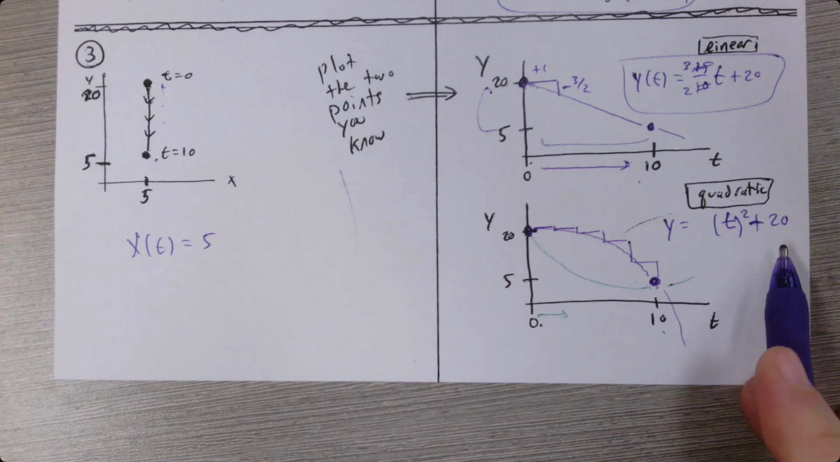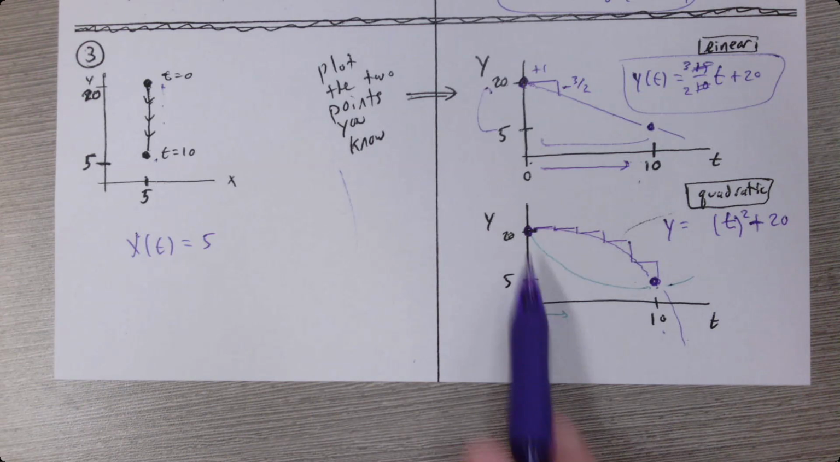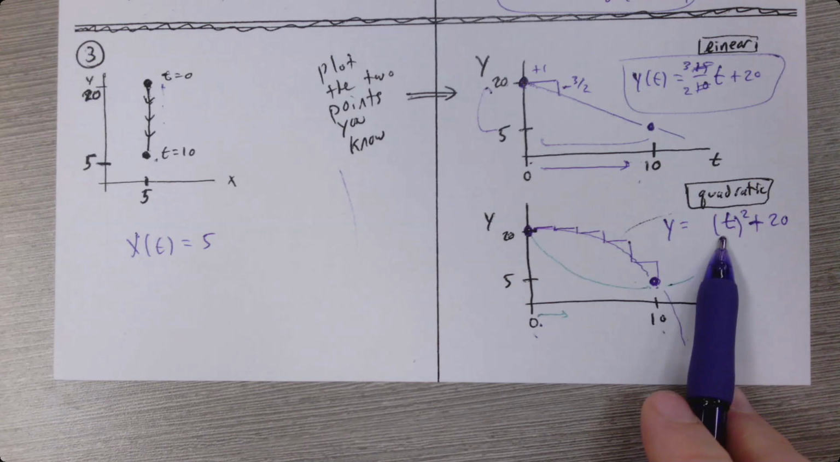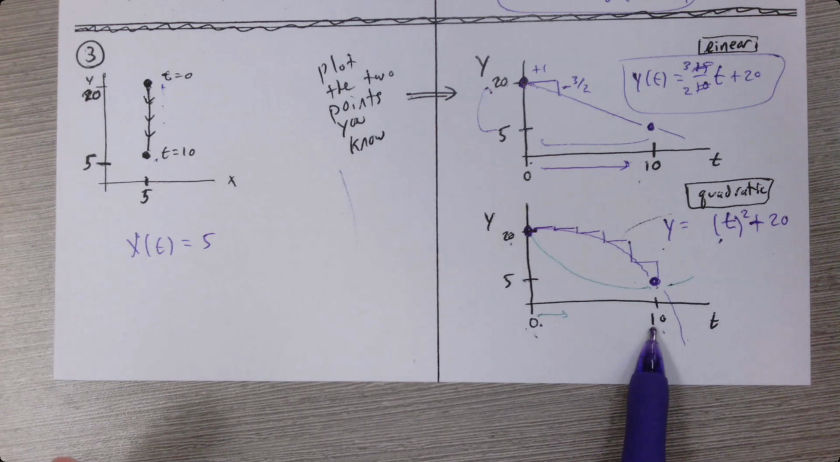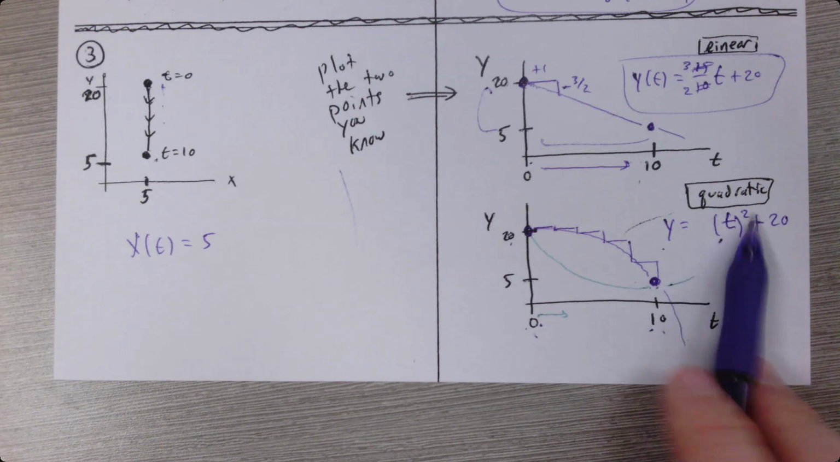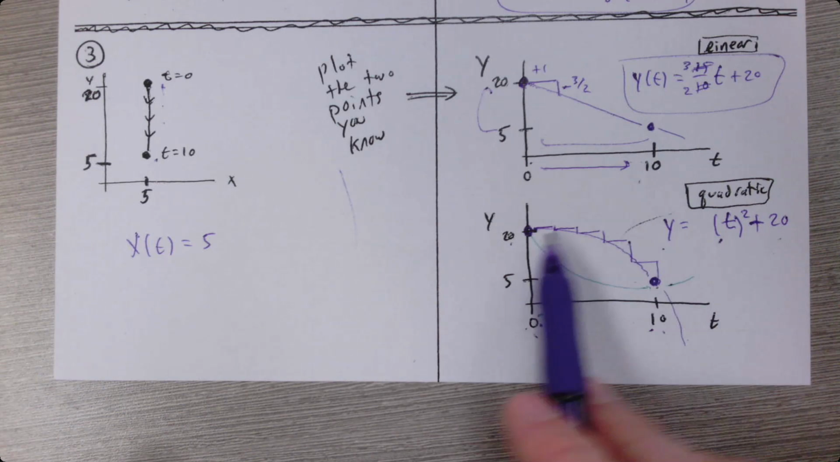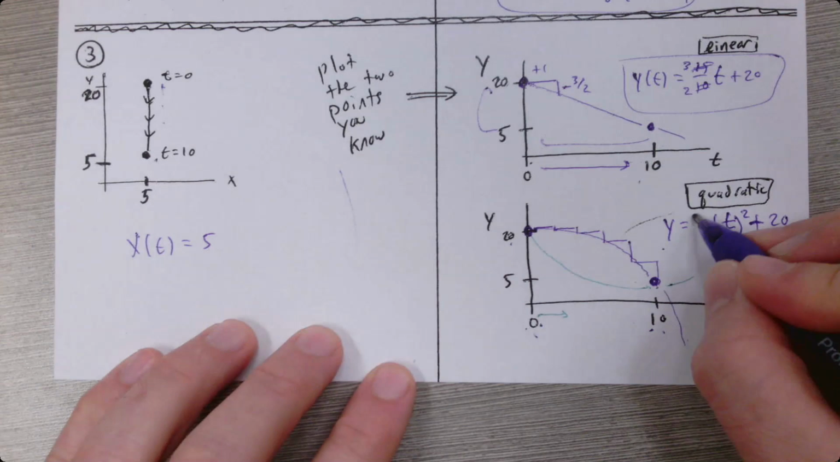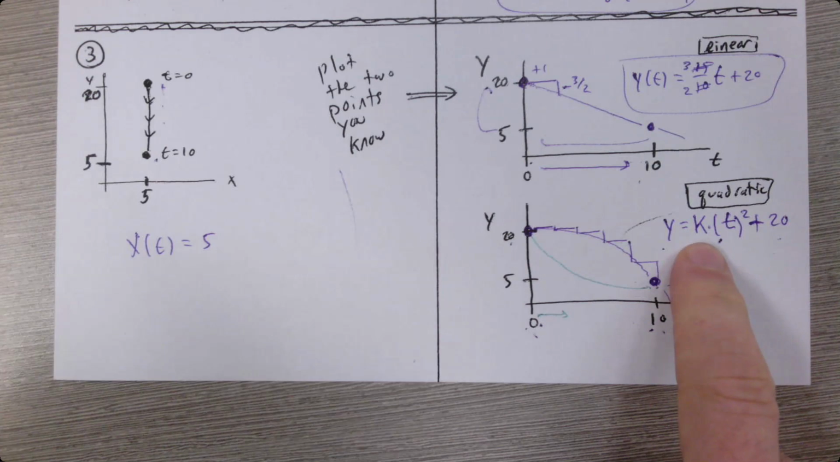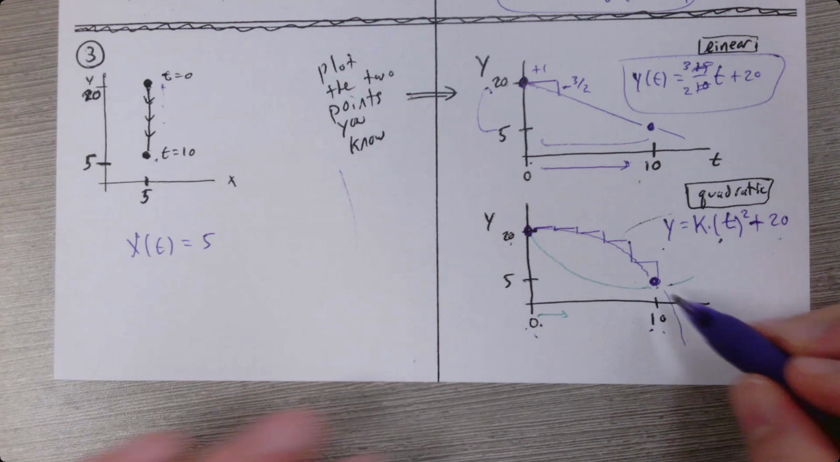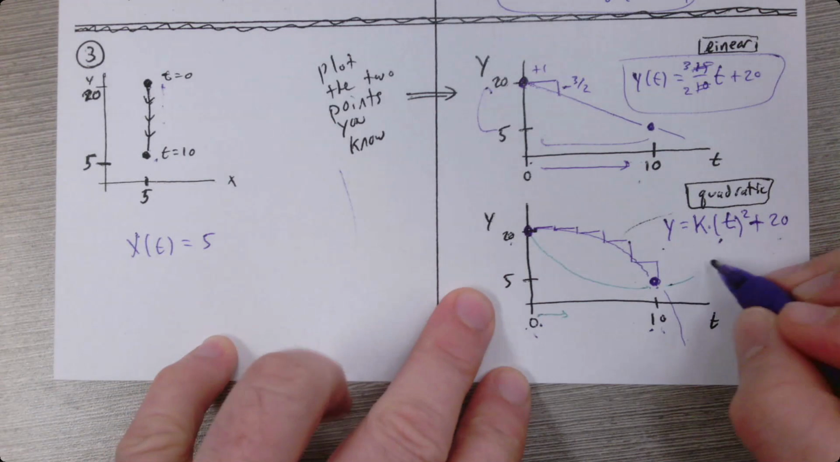But I don't think that quite works, though it does go through this point. Plug in t equals 0, I get a y-coordinate of 20. But if I plug in a t of 10, then I get 120. So that's like a parabola that goes up this way. So I need to solve for a scale factor. Or you could add a vertical reflection and then solve for the scale factor. I want it to go through 10, 5, so let's do that.